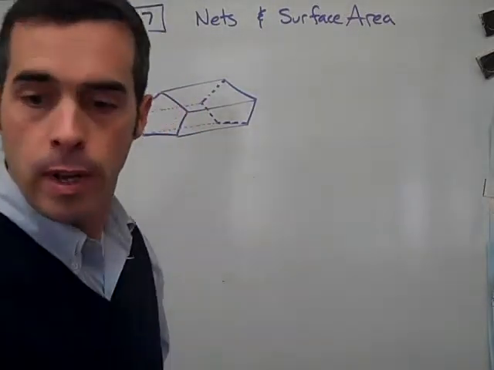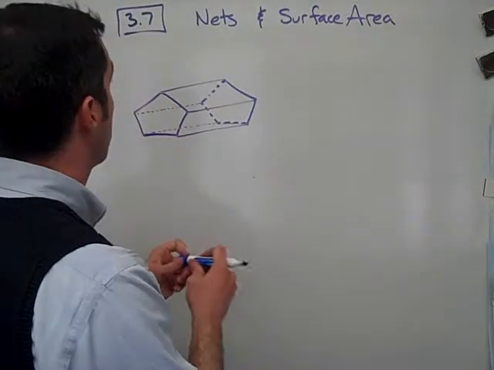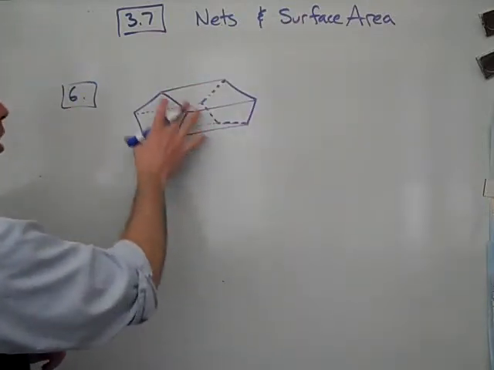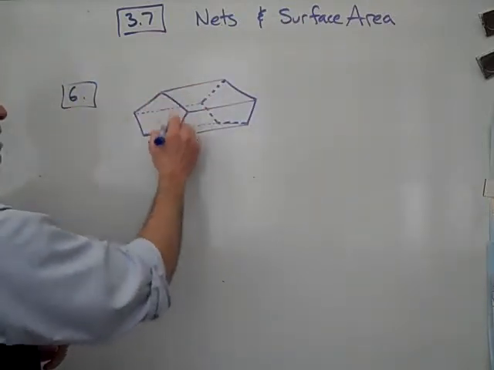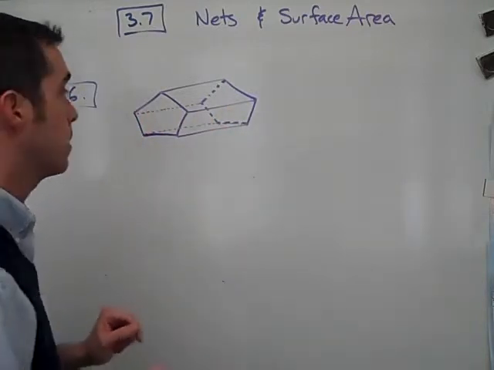Okay, this is homework problem, oh no, I don't know, number 6 for our section 3.7, nets and surface area. Draw a net for this pentagonal prism. It's a prism because it has 2 parallel congruent faces.